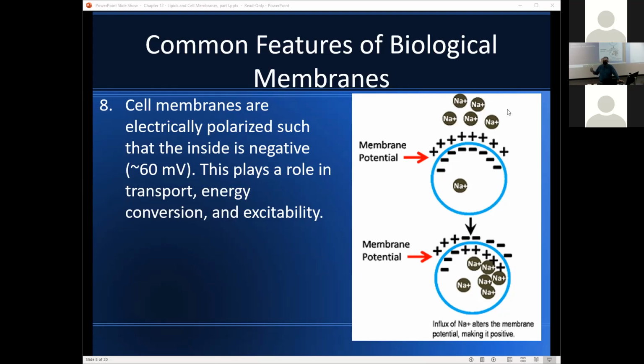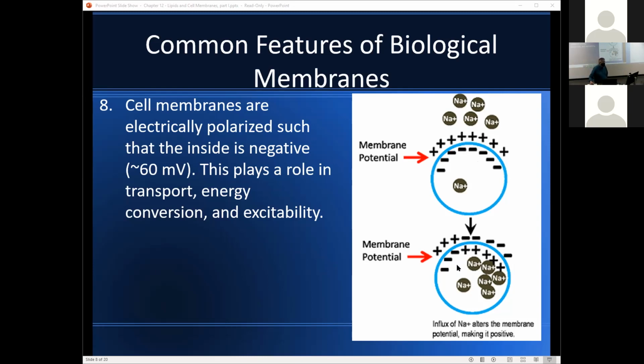The concentration gradient is important because the energy stored in that concentration gradient can be used to transport things across the plasma membrane. And also this makes an electrochemical gradient as well. Because there's more sodium on the outside than the inside, this makes the inside of the cell negative with respect to the outside.